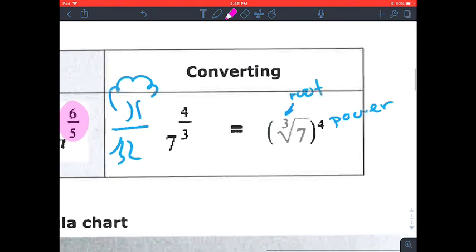So the key to converting is to think about the degree as your root. We call them a cube root, a square root, a 4th root, and it's like the roots of a tree. So on the bottom, I'm going to have the root. And then on the top is going to be the power. And so when I rearrange it, the 7 stays inside, the root goes right with my little root symbol, and the power is outside as an exponent.